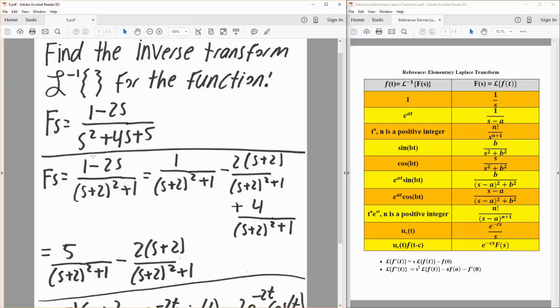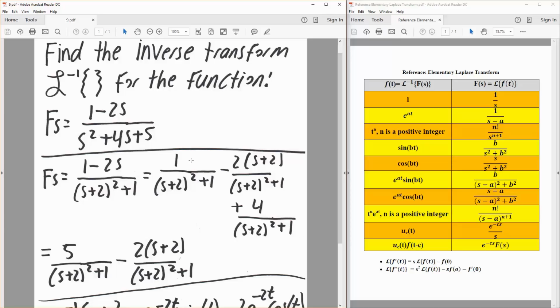And so we could say that this is equivalent to 1 divided by (s + 2)² + 1, minus 2 parentheses (s + 2) divided by (s + 2)² + 1. And you may ask, why are we just adding s + 2? In a moment we'll go over that. But since we're adding plus 2 here, and we don't have it here, we don't have negative 4, we need to add plus 4 so it would cancel out. So plus 4 divided by (s + 2)² + 1.